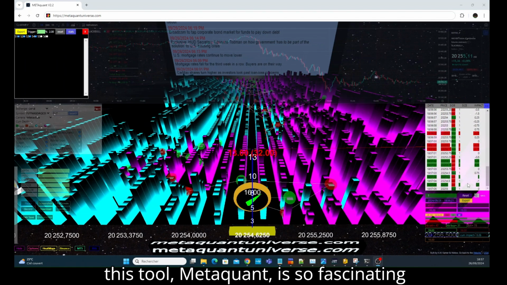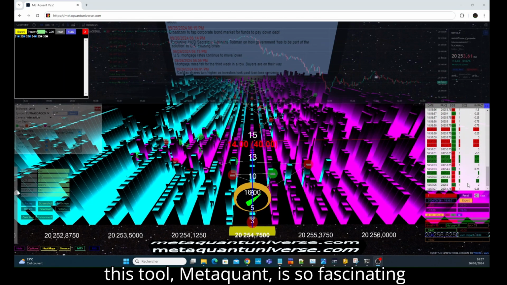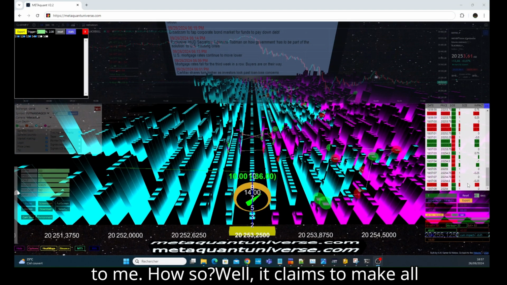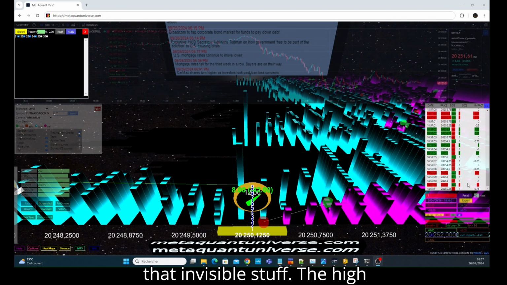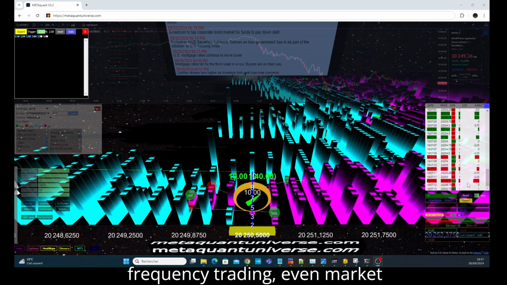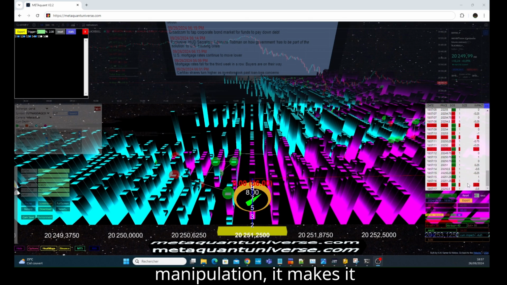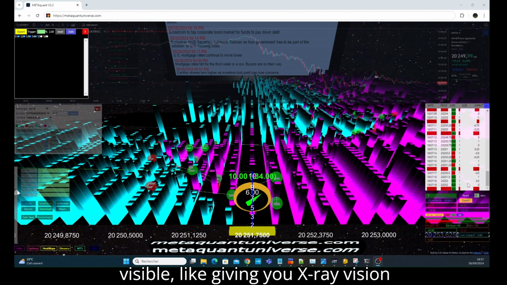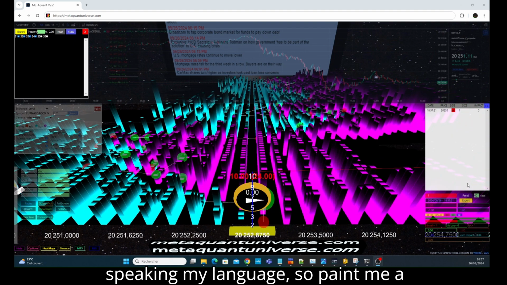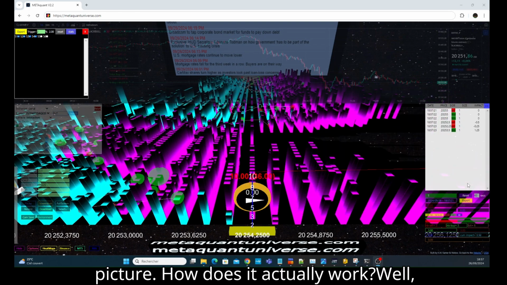And that's why this tool, MetaQuant, is so fascinating to me. How so? Well, it claims to make all that invisible stuff, the high-frequency trading, even market manipulation, visible. Like giving you X-ray vision right into the market. Okay, now you're speaking my language. So paint me a picture. How does it actually work?